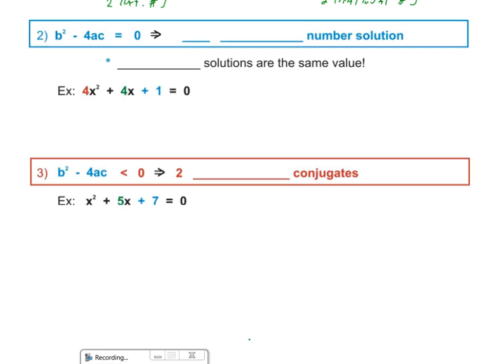Okay, second scenario. b squared minus 4ac equals 0. I'm going to put it in quotes, one real number solution. One real number solution. Okay, there are really two, but they're actually the same root. So let me do it off to the side here. b squared minus 4ac. Both solutions are the same value.